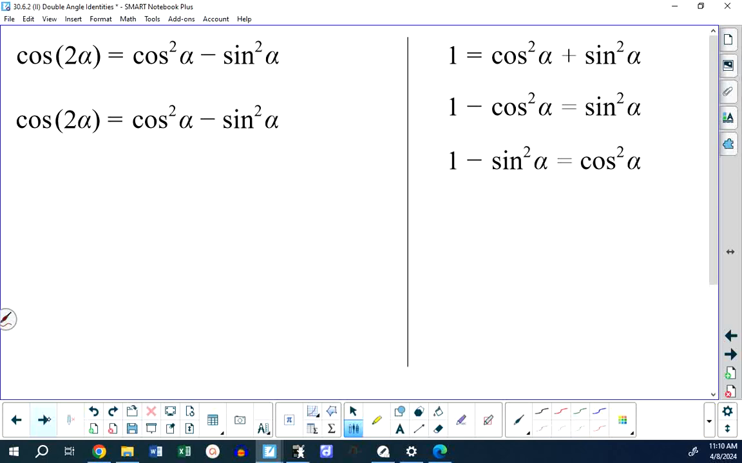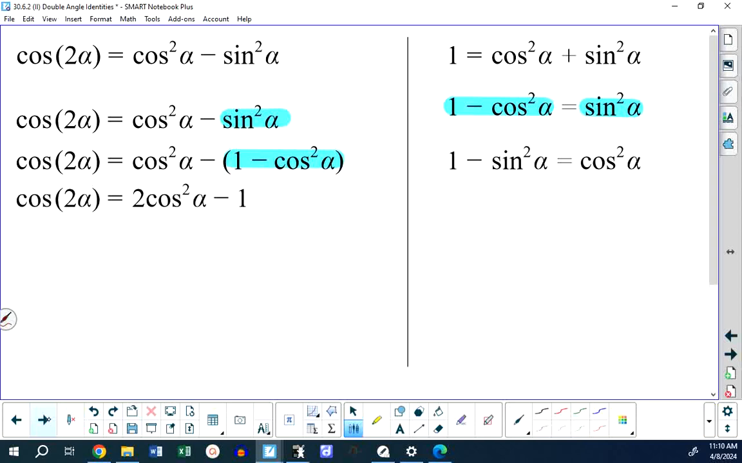But if I take a look at the double angle identity for cosine, there's a sine squared in there. And sine squared is 1 minus cos squared. So I can replace the sine squared in the cosine double angle identity on the left with 1 minus cos squared. And if I do that, then I'm going to have cos squared minus negative cos squared, which is 2 cos squared, and then I will have that minus 1.